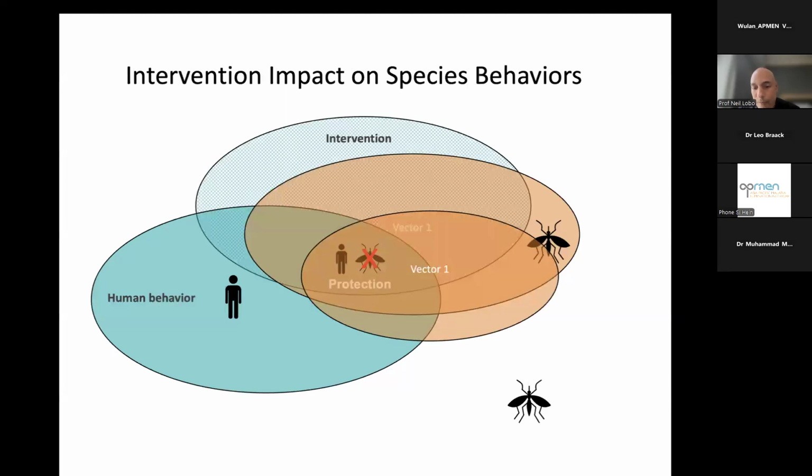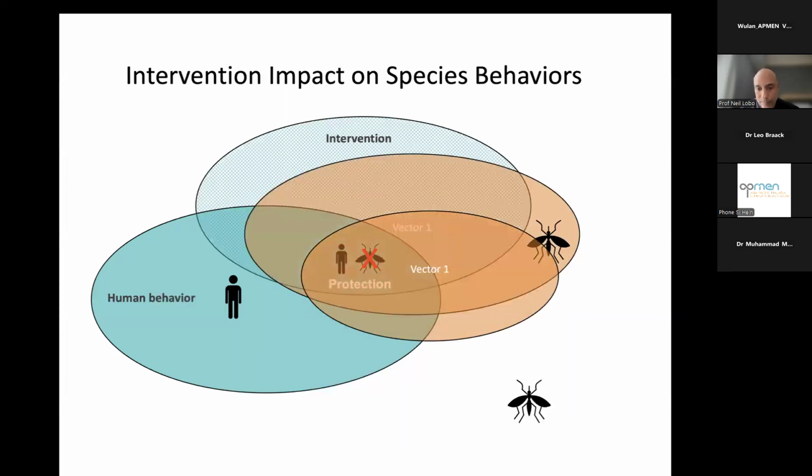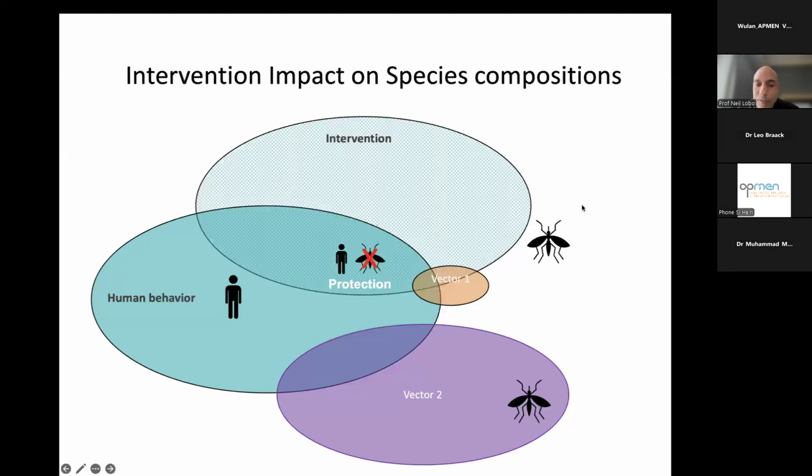I don't know why my slides are repeating here. Apologies. So over time, you can change the density of vector 1 to just a small amount, but vector 2 remains unaffected. And you can see in this space here is where you are going to have transmission, and this space here is where you're going to have transmission. And understanding that is important to protecting people.